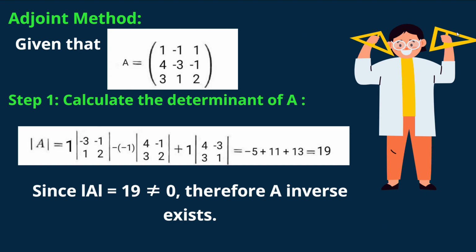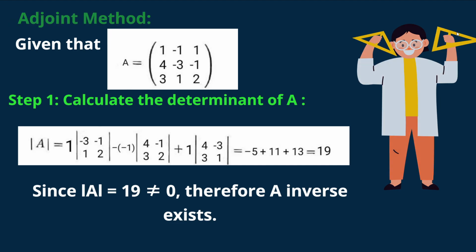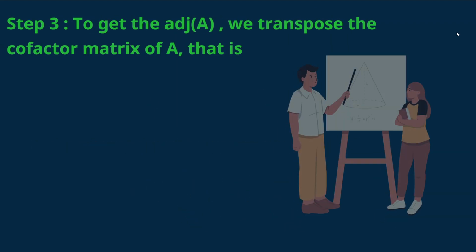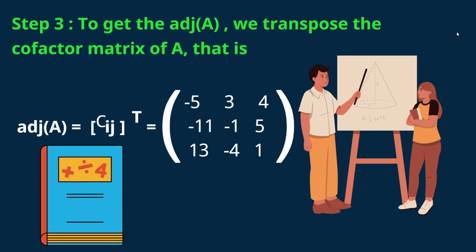Given that the matrix is shown as below, the determinant we calculate is 19, which is not equal to 0. Therefore, A inverse exists. By using the adjoint method, we must find the cofactor of the matrix. The steps are shown here and we'll get our cofactor matrix by combining all of our cofactors. To get the adjoint of A, we transpose the cofactor matrix of A that is shown as below.